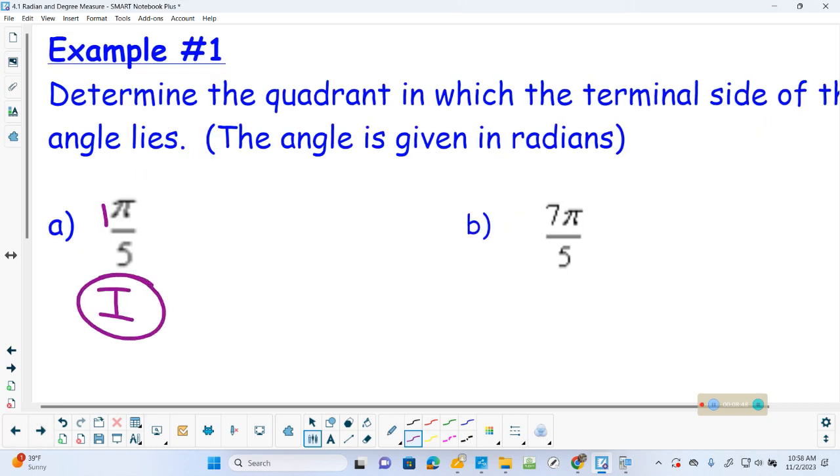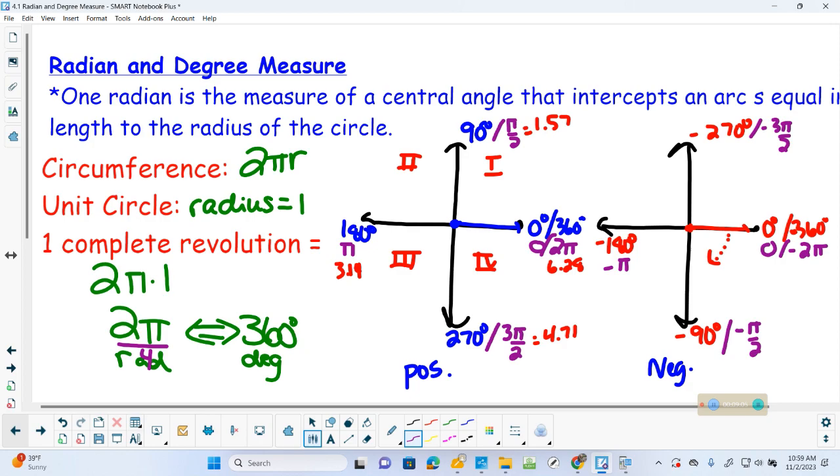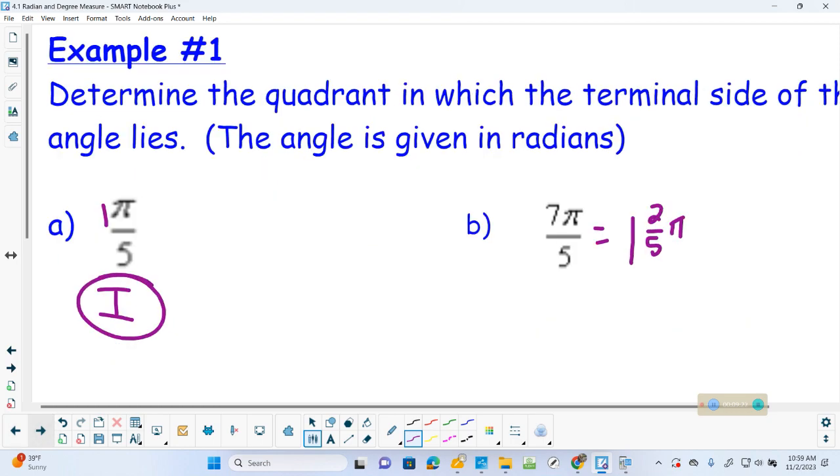If it helps you, 7/5. Sometimes I think it's easier to make these mixed numbers. Last hour asked me to review how to make it a mixed number. How do you make this a mixed number? 5 goes into 7 once, and there's 2 remaining. Okay, back to the picture. So I'm looking for where would 1 2/5 pi end up? Quadrant. So it's going to be past 1. The question is, is it between 1 and 1.5, or is it between 1.5 and 2? It's between 1 and 1.5. So 3.